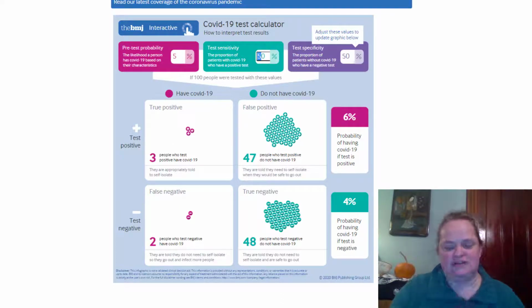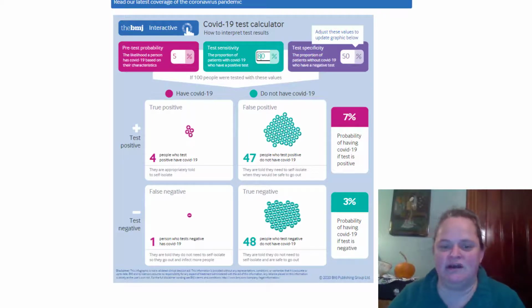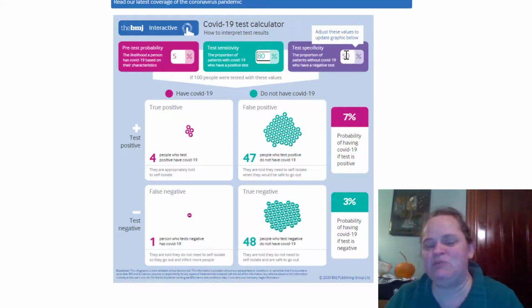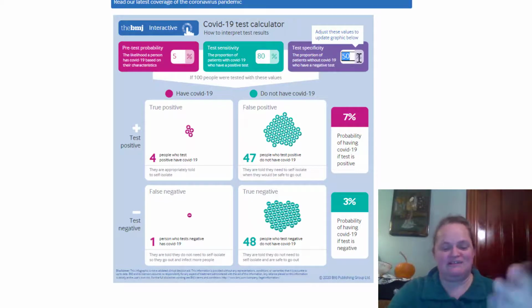So let's increase our test sensitivity, but not specificity. Okay, that's not going to do much. Let me get it up to 80%. Okay, so that will push one up. The problem is I only have 5 people, so I have to do this in multiples of 20% to really move the needle. So if I have a test sensitivity of 80%, that 5% goes up to 7% if I have a positive, because the test specificity is actually a lot more important when most of the people in the population don't actually have the disease. So let's start increasing test specificity.